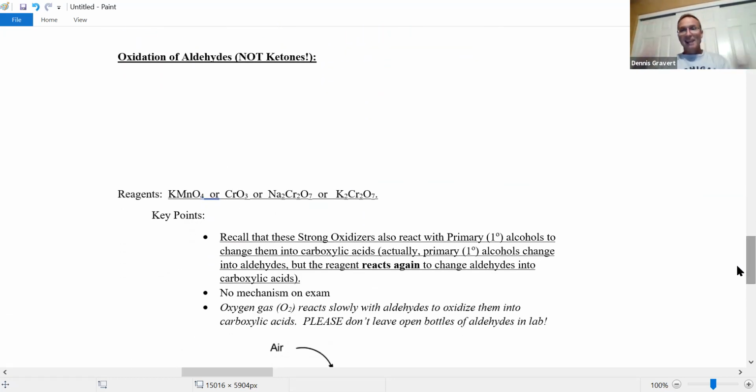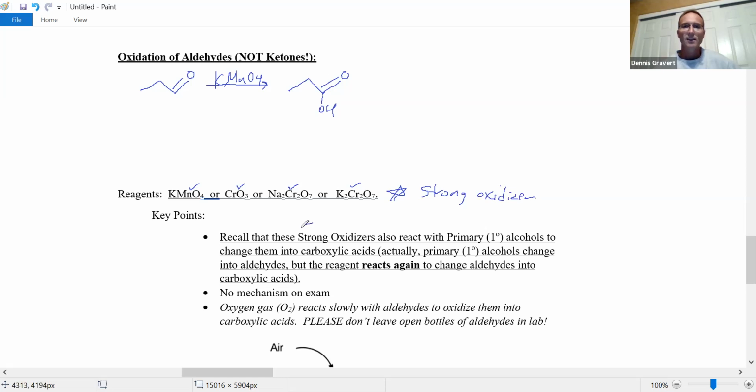Okay, and as a case in point, aldehydes are easily oxidized because they're more reactive, and ketones are not. Well, there's an exception to that, but we're not covering that in this level of organic chemistry. So let's just take an aldehyde. Here's an aldehyde. And then we can oxidize it to a carboxylic acid with the use of several oxidizing agents. So maybe we'll pick KMnO4, chromic acid, chromium trioxide, sodium dichromate, potassium dichromate. Those are the strong oxidizers.